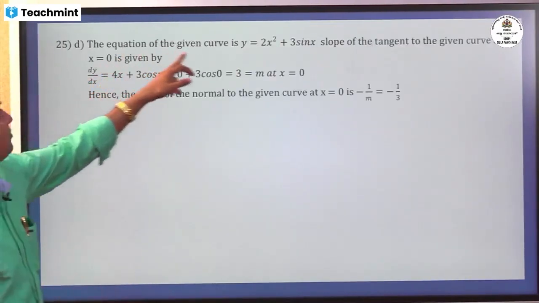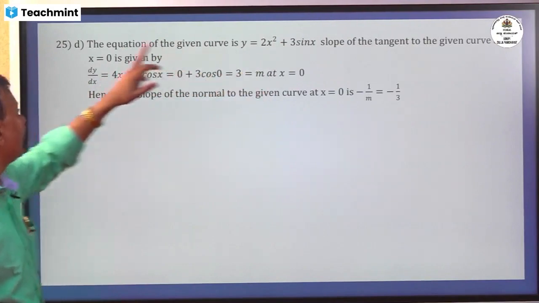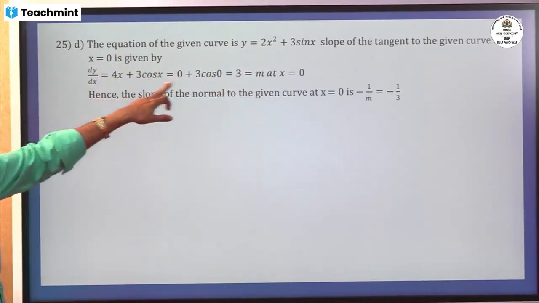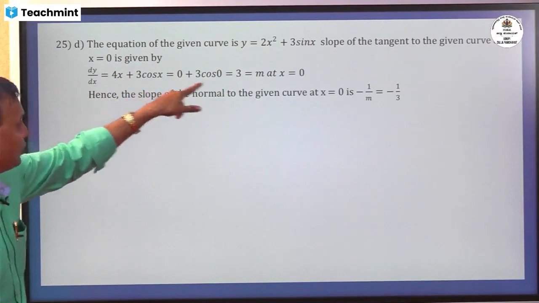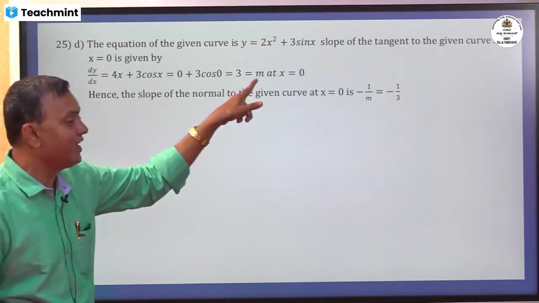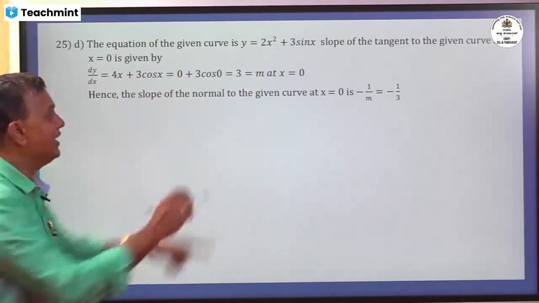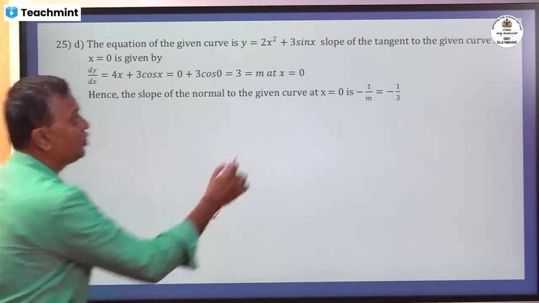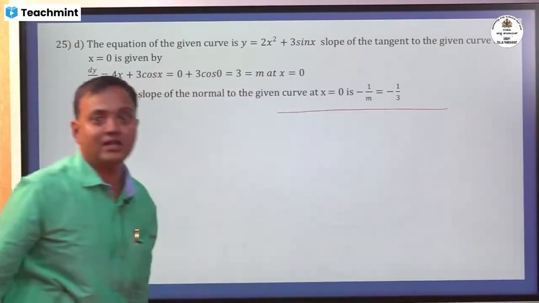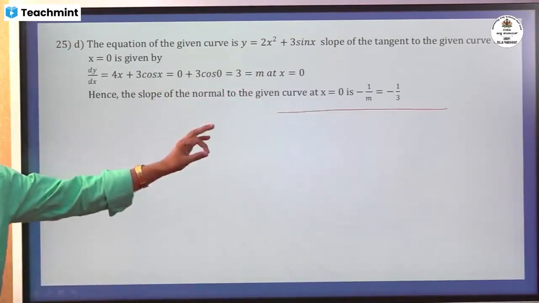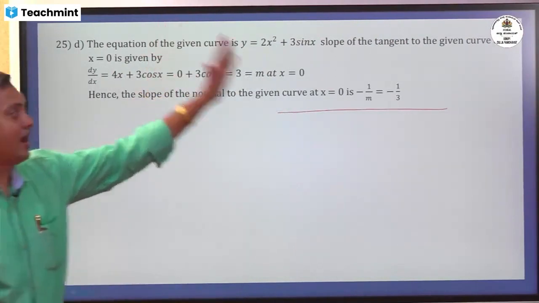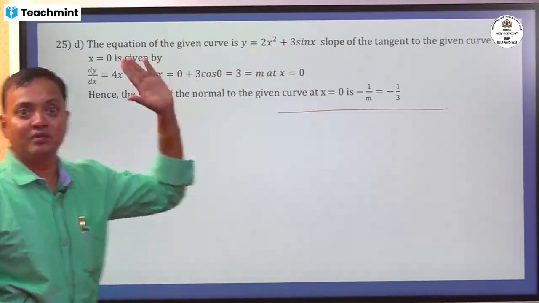The equation of the given curve, then the slope of the tangent to the curve: differentiate, put x equal to 0, we get m equal to, say m is the slope of the tangent, the slope of the tangent is 3. Then the slope of the normal is minus of the reciprocal of the slope of the tangent, so the answer is minus 1 by 3.